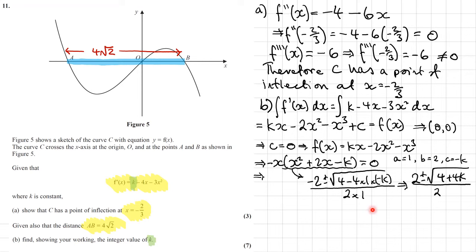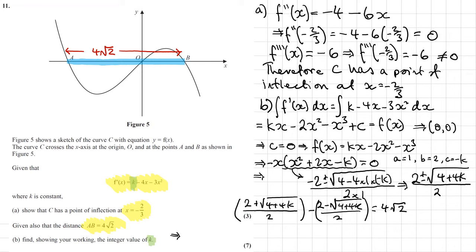Right, now the difference between negative 2 plus what I've got here and negative 2 minus what I've got here is the difference between these two roots. So I'm going to work out the difference between them. So if I do negative 2 plus root 4 plus 4k over 2, so that's one root. So to find the difference I subtract negative 2 minus root 4 plus 4k over 2, that is equal to 4 root 2. So now it's just a matter of solving this for k.